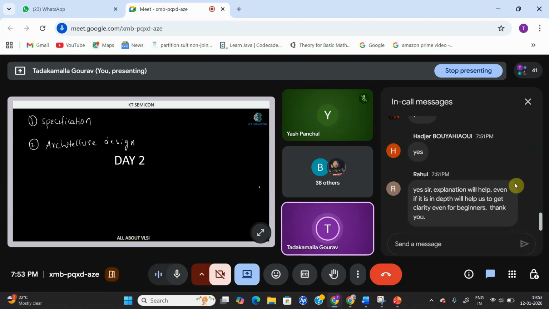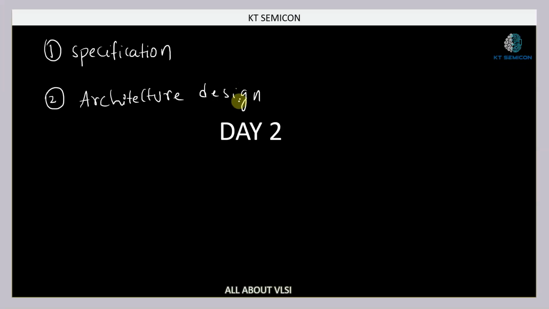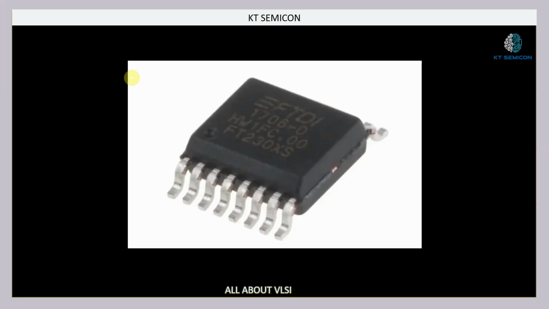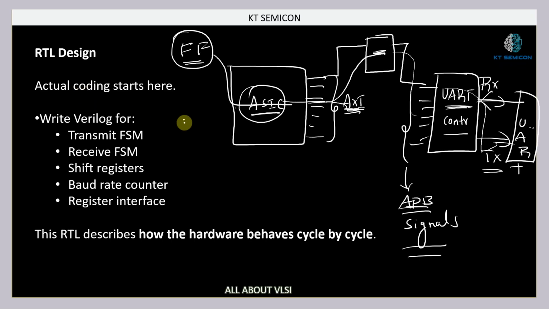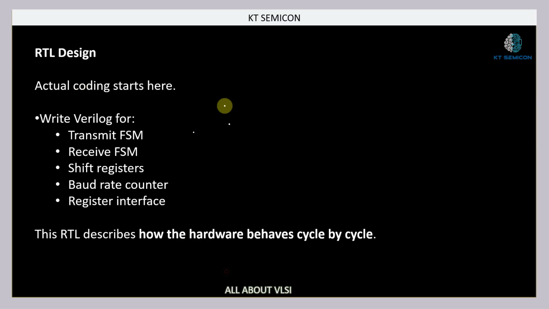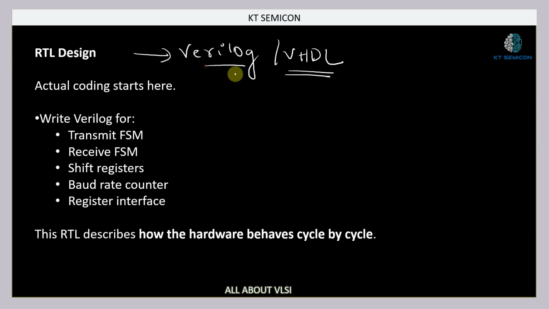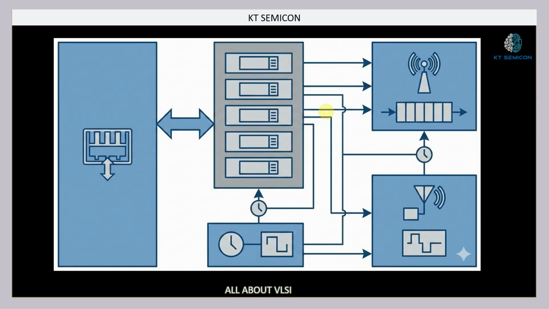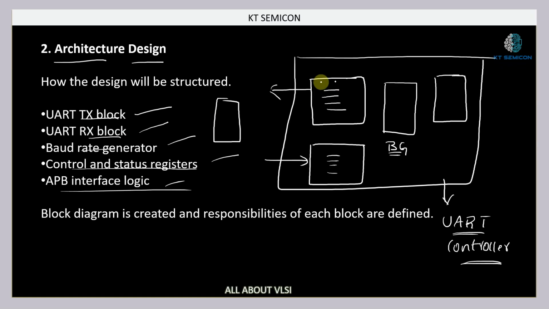So the second step is architectural design. Now, after architectural design, we are going to have something known as RTL design. In RTL design, we are going to use either Verilog or VHDL. Why are we using these languages? Using these languages, we are going to develop these blocks. What are these blocks?